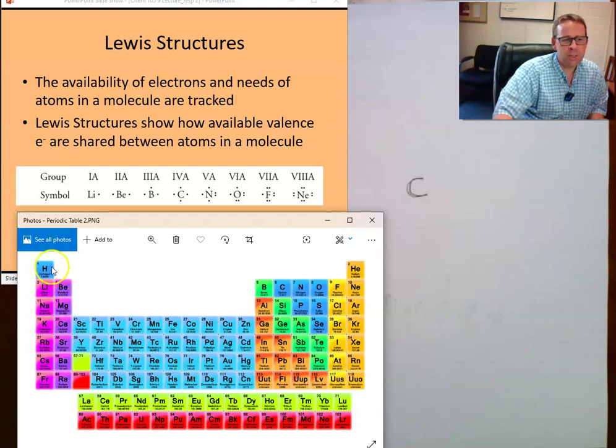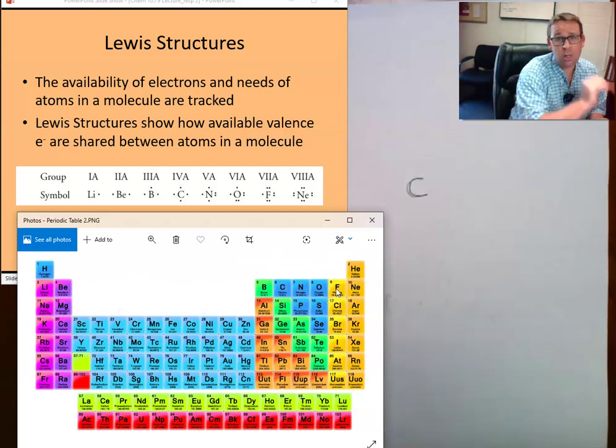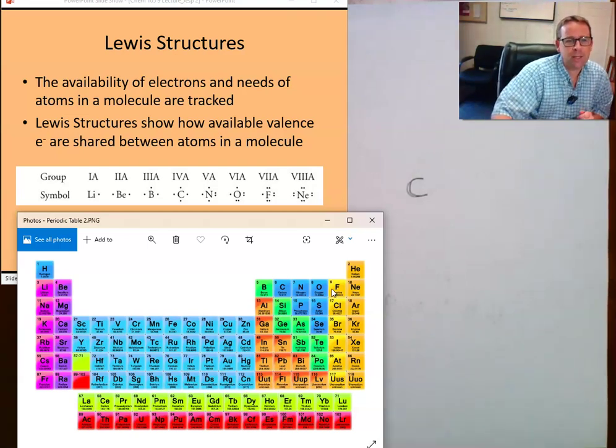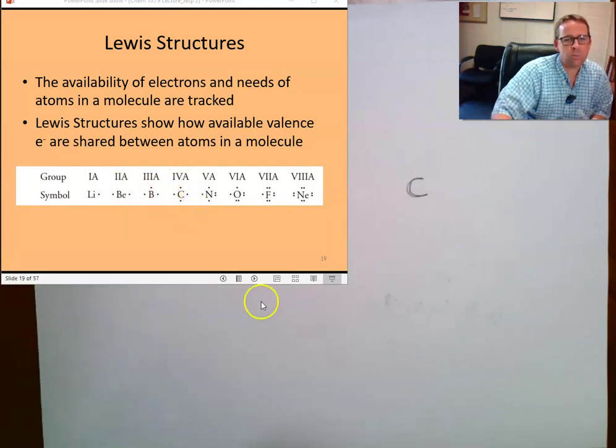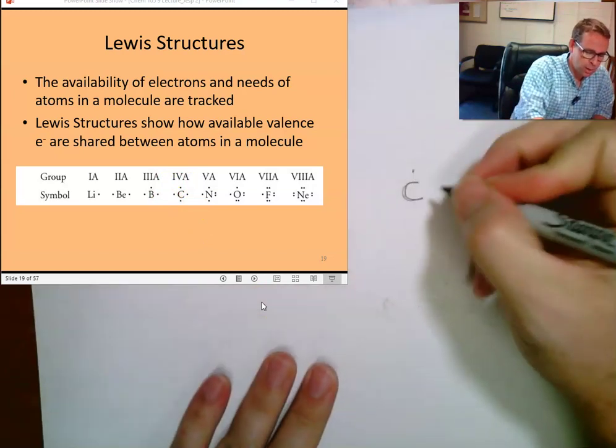Not that we'll be using these, but essentially what we've done is we've numbered these 1, 2, 3, 4, 5, 6, 7, 8 columns, the representative elements, and the number of the column that the element's in is the number of valence electrons. All right? So carbon has 4 valence electrons, so we make a little symbol like this one here where we put 4 dots around carbon.